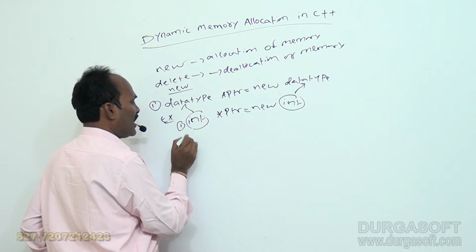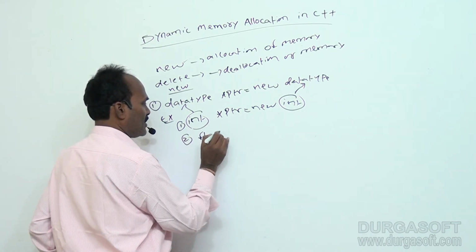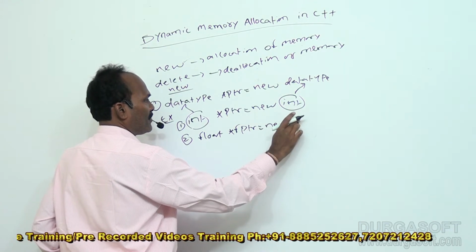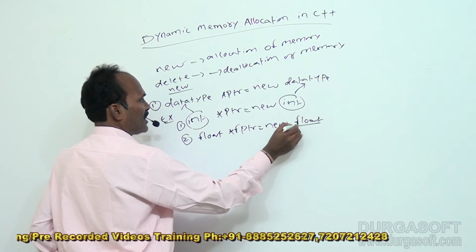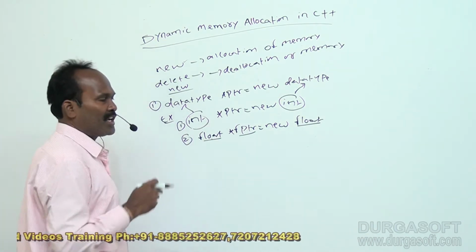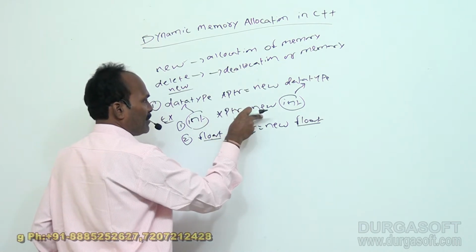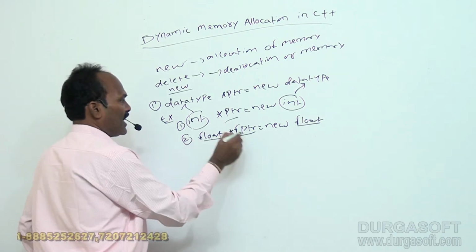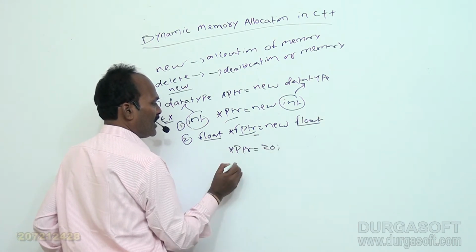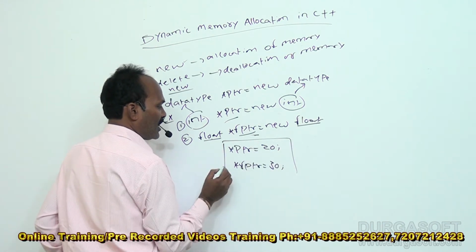In the same way, suppose I want to allocate a piece of memory for a floating point number, then you can use float star fptr equal to new float. Here float becomes the data type, this becomes a pointer of float type, and this also becomes float type. So this is especially for single variable allocation. After assigning the memory, you can assign values to ptr and fptr like a normal variable assignment, like star ptr equal to 20 and star fptr equal to 30. This is the normal variable allocation process.